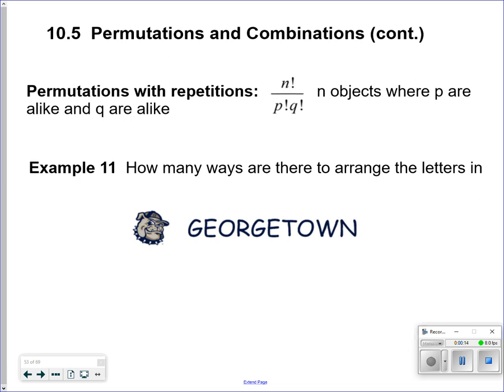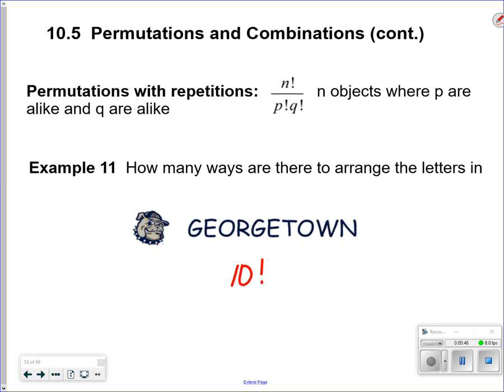Permutations with repetition. If there are n objects where p are alike and q are alike, how many different ways can you arrange the word Georgetown? Because you have some repeating letters in this word, you take the number of letters that you have. There are 10 letters, so that's 10 factorial. If there were no repeating letters whatsoever, it would be 10 factorial, the number of different ways that you can scramble up the word Georgetown.